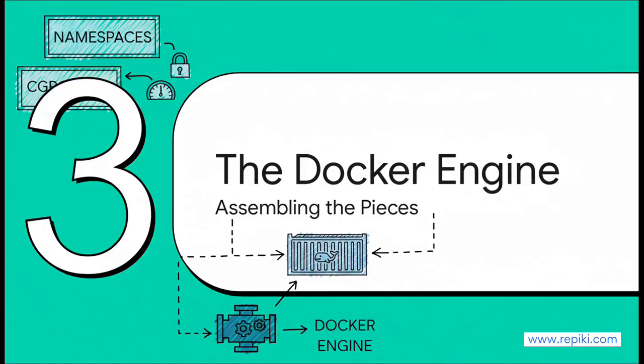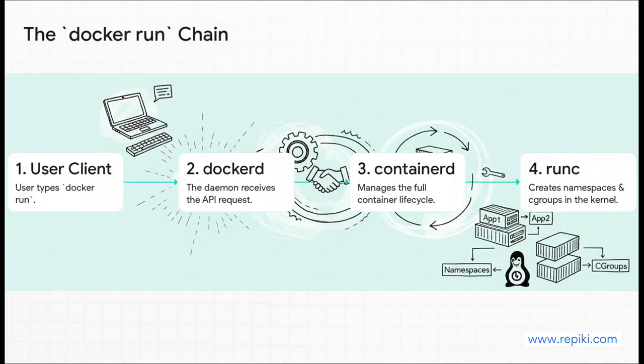So, we've got these amazing low-level building blocks from the kernel itself, namespaces for the walls and C groups for the rules. But how do you actually put them all together to make a container that works? I mean, who's the general contractor here? Well, that's where the Docker engine comes into play. You know, when you type that simple little command, docker run, you're actually kicking off a surprisingly sophisticated chain of events. Your command line client talks to the Docker daemon, which is called Docker D, but here's the cool part.